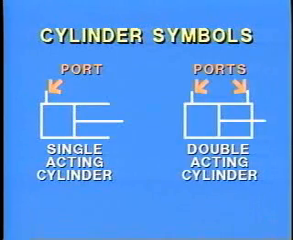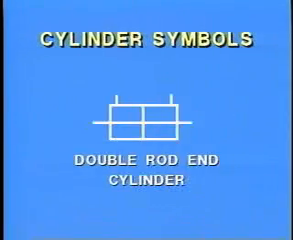A double-acting cylinder symbol has both ends closed and has 2 ports on the symbol, while a double-end rod cylinder has a rod extending from each end of the rectangle.